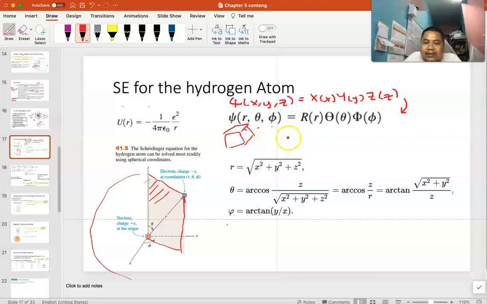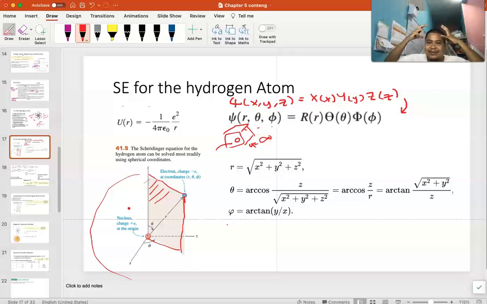So that means we have an infinite potential outside the box, and then there is a zero potential inside the box. In a real situation, because we have a proton, actually we have a potential energy which is decaying over the space. So this is the proton, and then we have the electron.